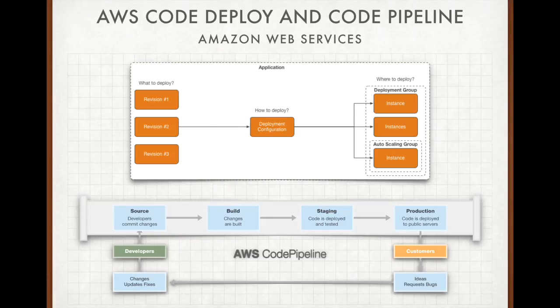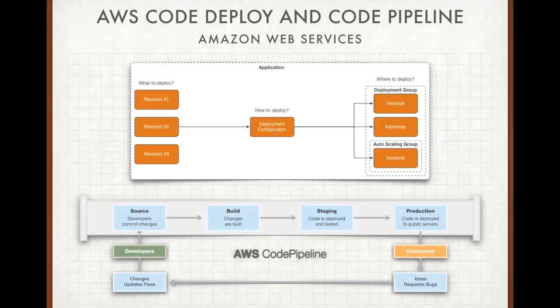There's several different processes involved in this, but there's two main ones that are involved in actually updating your code and pushing it to a live environment. And those are Amazon Code Deploy and Code Pipeline.